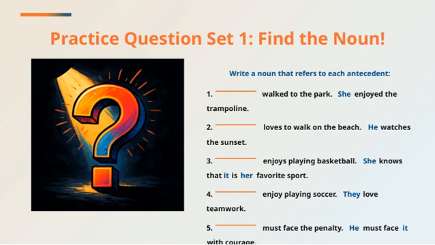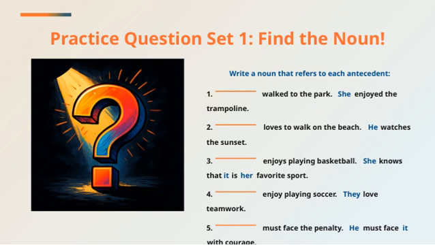Moving on, we see teamwork and love, which are nouns that can serve as antecedents for pronouns like they or it, depending on the context. For instance, "they enjoy playing soccer" shows how "they" refers back to teamwork or a group of people involved in teamwork activities. Then there's favorite sport and her, which connects to she. In the sentence, "she enjoys playing basketball," the pronoun she refers back to her, emphasizing the importance of matching pronouns correctly to their antecedents for clarity.